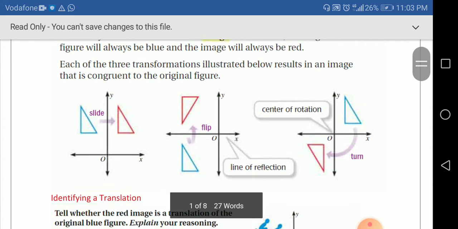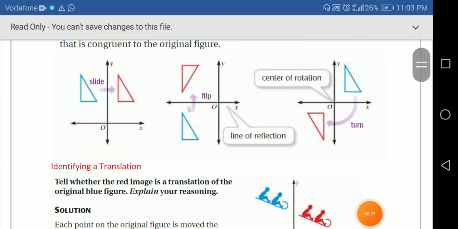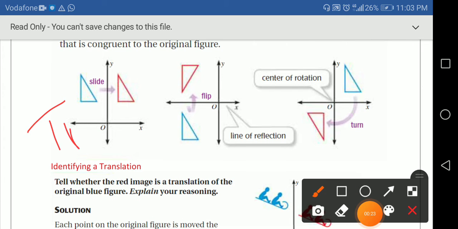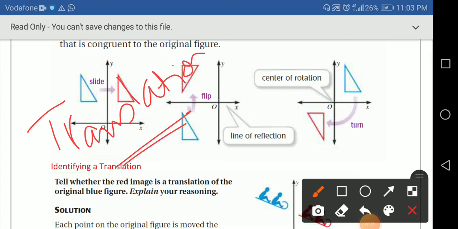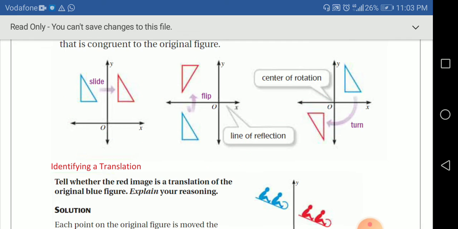I have here three kinds of transformations, as we see. This is the translation, the first one. This is the reflection, and this is the rotation. Translation, reflection, and rotation. What about the translation?